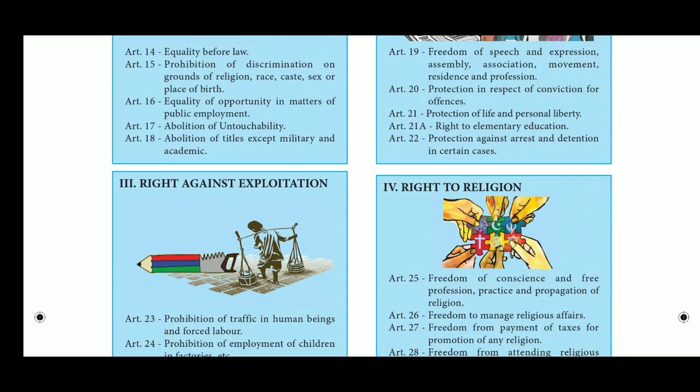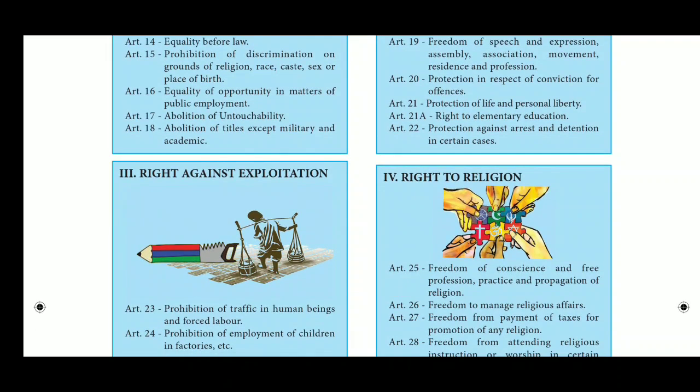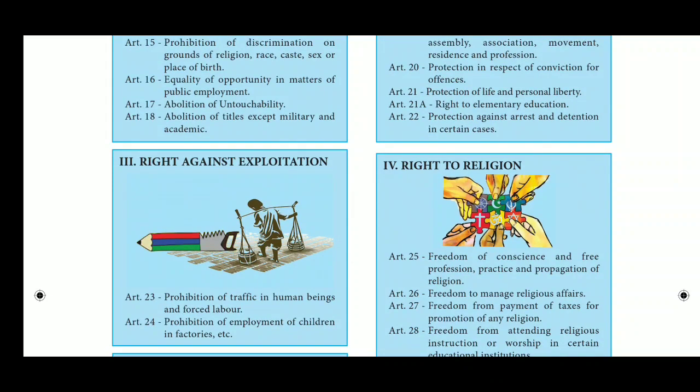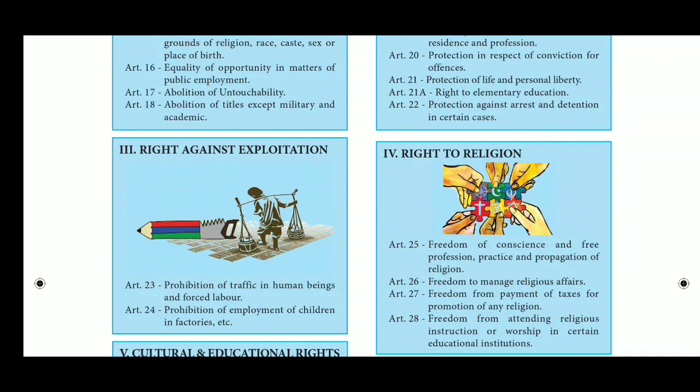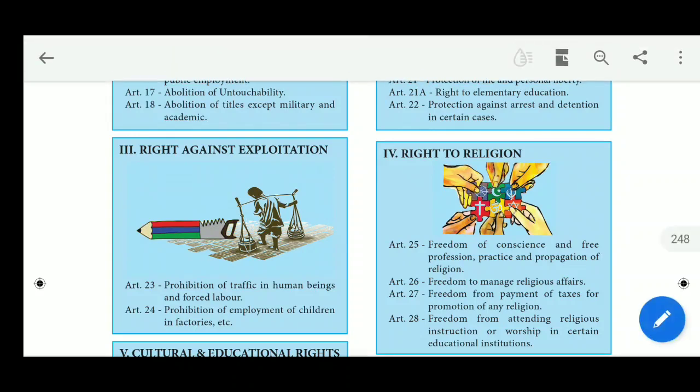Page number 172. Article 22. Protection against arrest and detention in certain cases. Explanation. Article 22 guarantees, firstly, the right of every arrested person to be informed of the causes of the arrest. Second, the right to consult and be defended by a lawyer of his choice. Third, every person arrested and detained in custody shall be produced before the nearest magistrate within a period of 24 hours and shall be kept in continued custody only with his authority.